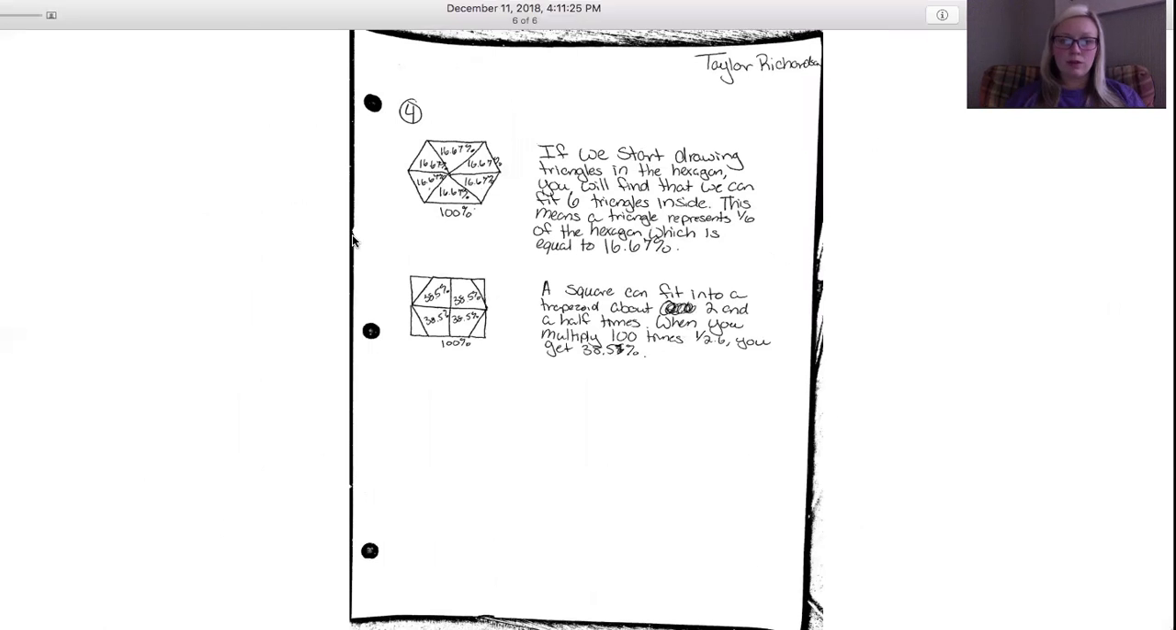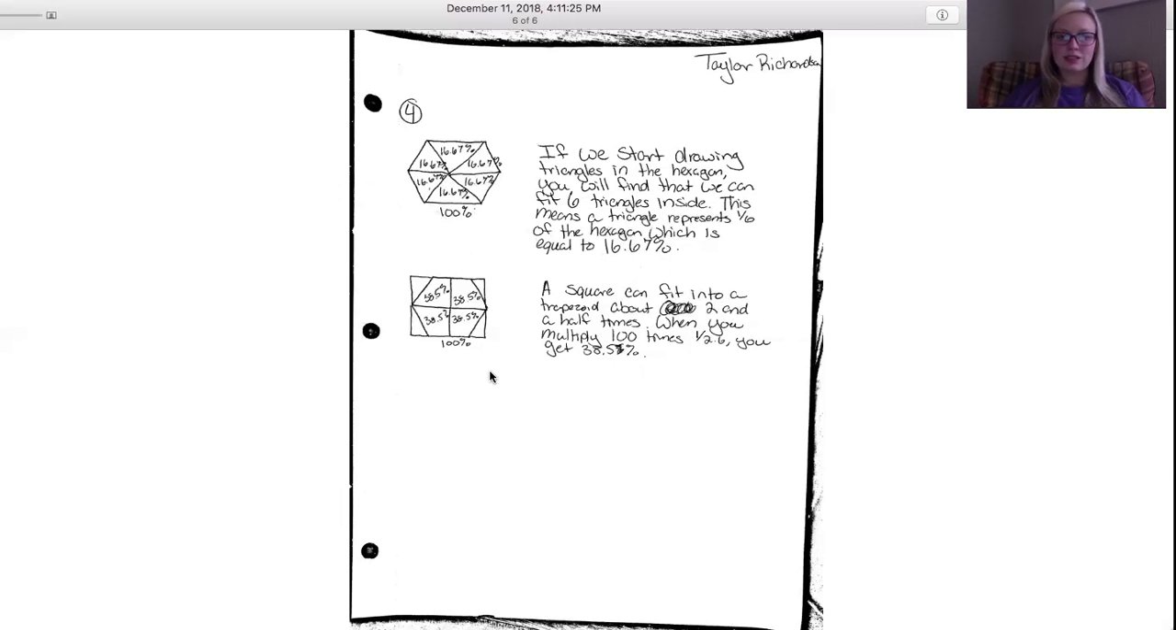And then we'll look at the triangle, and I have some rather poorly drawn triangles here, I'm sorry. But if we do start drawing triangles in the hexagon, we can see that 6 triangles can easily fit in there, 3 on top and 3 on bottom. And so we can easily figure this out. If we divide 100 by 6, we get 16.67%, and that is what each little triangle represents in the hexagon.